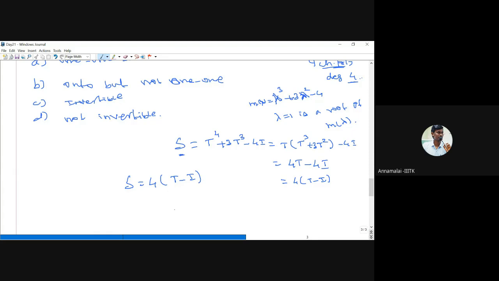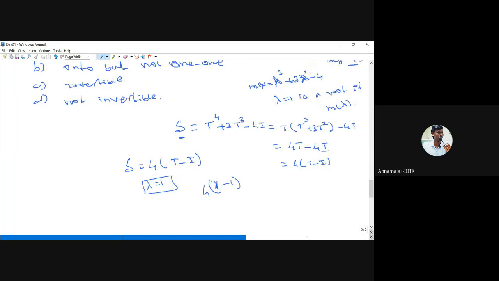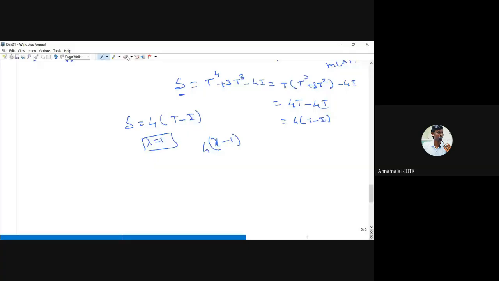Okay, now if we substitute T equal to 1 or lambda equal to 1, or look at this polynomial, 4 times x minus 1. Don't bother about this one. This polynomial is satisfied by S. Therefore, what is the root? Lambda equal to 1. So that means lambda is a root of the eigen... maybe we can conclude it. So therefore, what is T?